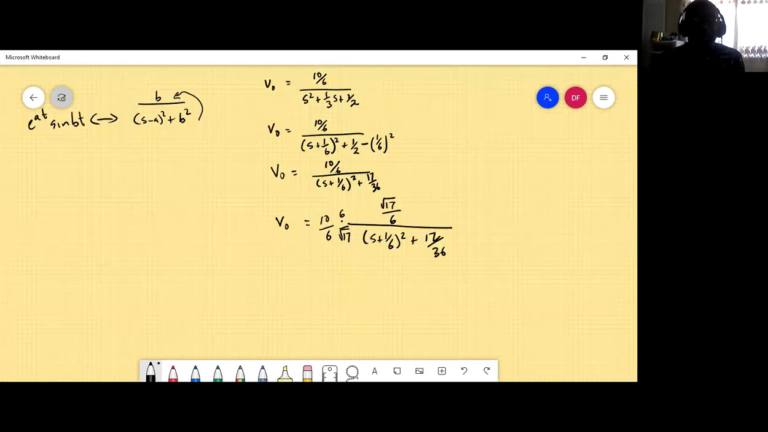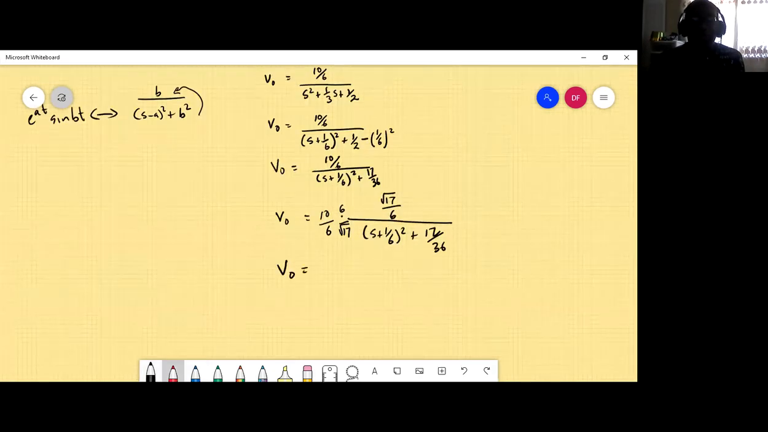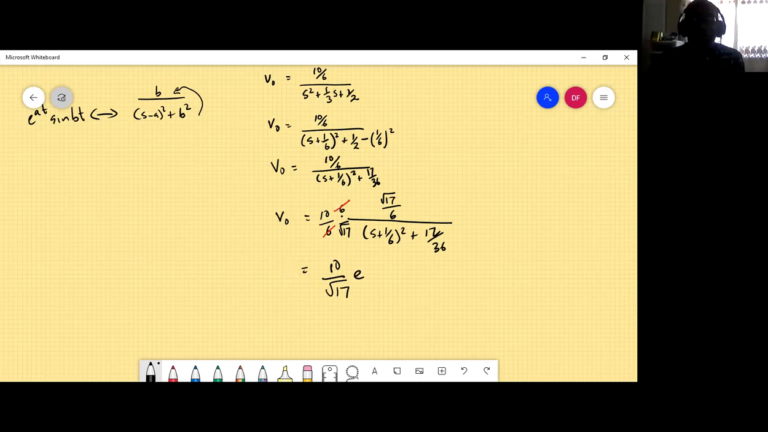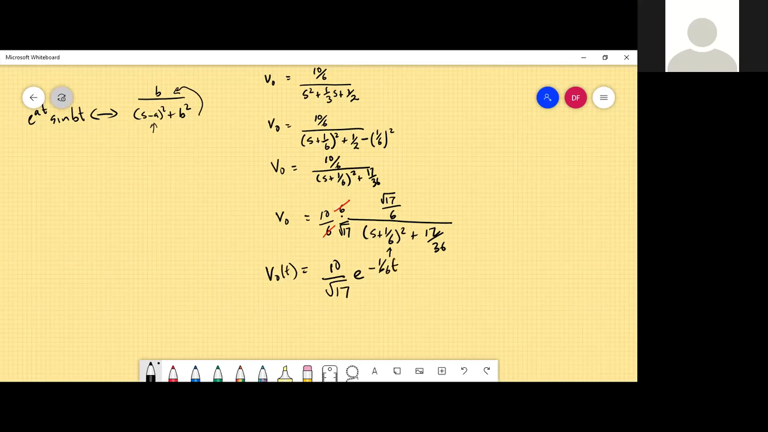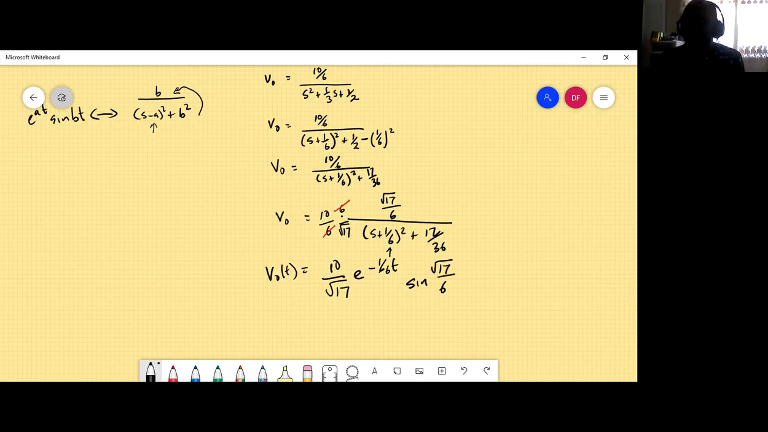Bear in mind, as you asked about it, this is 10 over root 17. And then now we're going to write down e to the a t, where a is in this case minus 1/6 t, sine root 17 over 6 t.